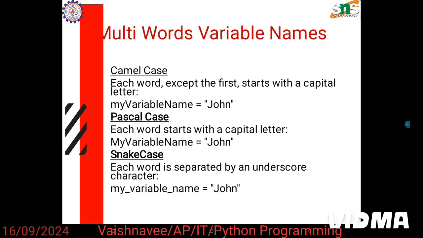And next is Pascal case. Here each word starts with a capital letter. In the example here, M is also capital because the Pascal case rule is that each word starts with a capital letter. Snake case is nothing but each word separated by an underscore character, like my underscore variable underscore name. So these are the cases we have to follow when we use multi-word variable names: camel case, snake case and Pascal case.